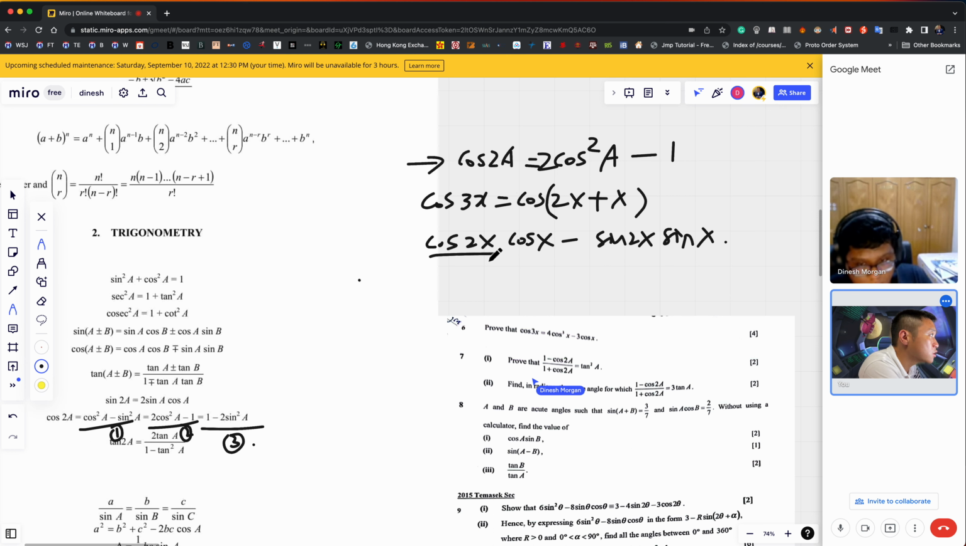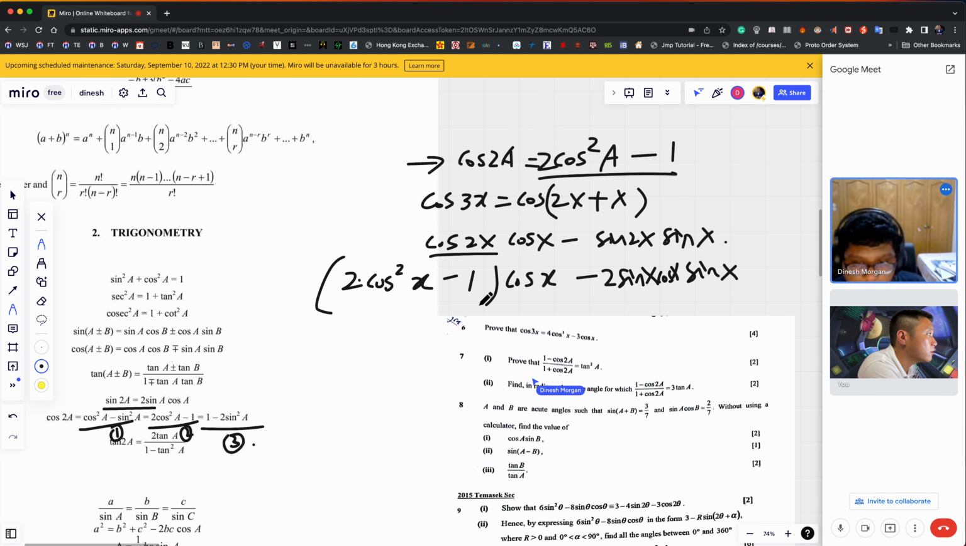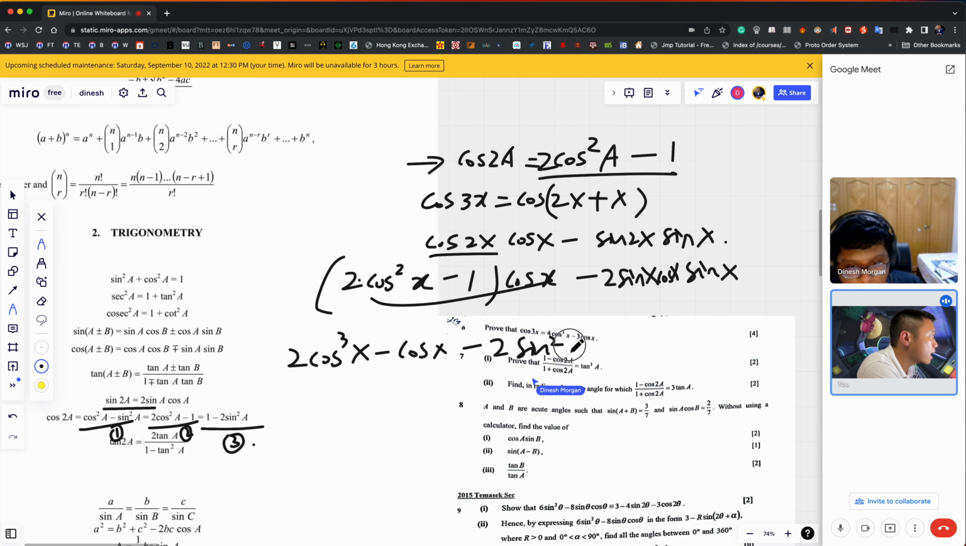Then you continue. For cosine 2x you use 2 cosine square x minus 1, so you get your cosine x. I'm so sorry, it should be x here. Then for sine 2x, very clear cut, it is 2 sine x cosine x. Then you continue and you will get 2 cosine cube x minus cosine x minus 2 sine square x cosine x. And what you need is to get into 4 cosine cube x.